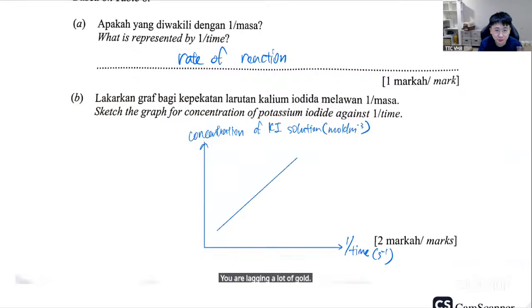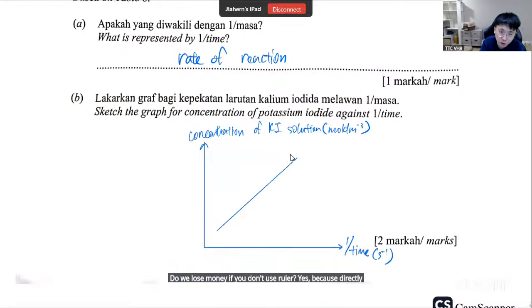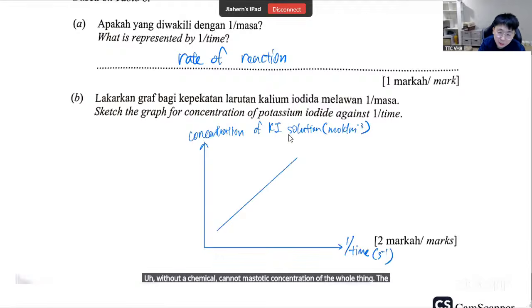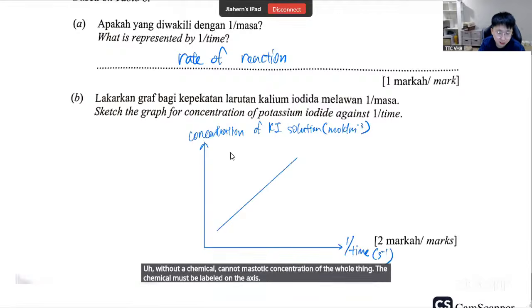Oh no. Do we lose marks if we don't use a ruler? Yes, because a directly proportional graph must use a ruler. Can I just write concentration without the chemical? Cannot. You must write the concentration of the whole thing. The chemical must be labeled on the axis. Use pencil. Yes, use pencil.